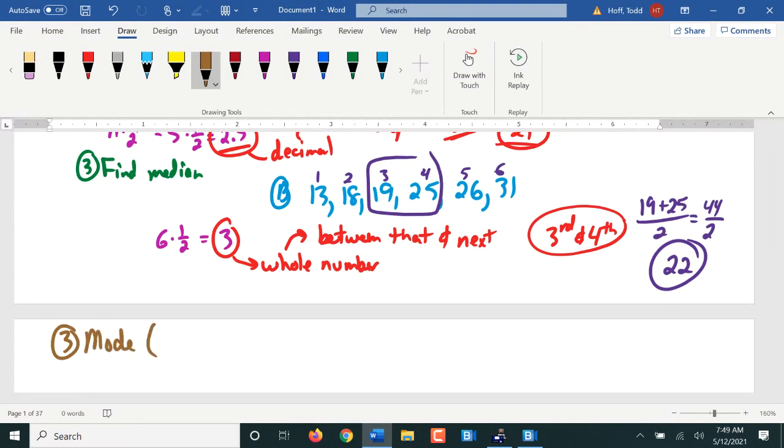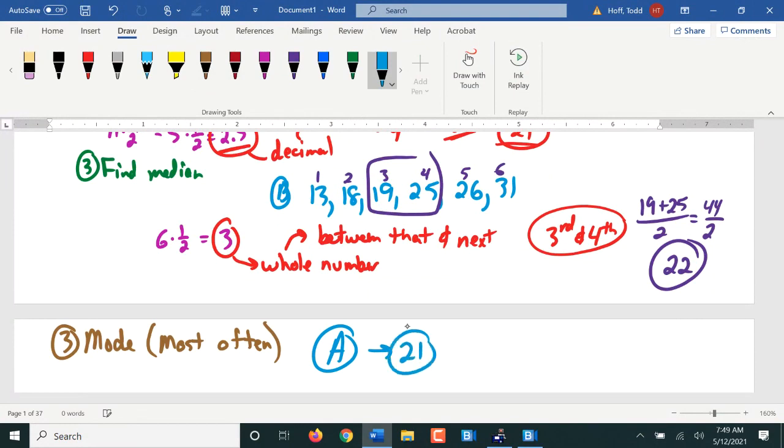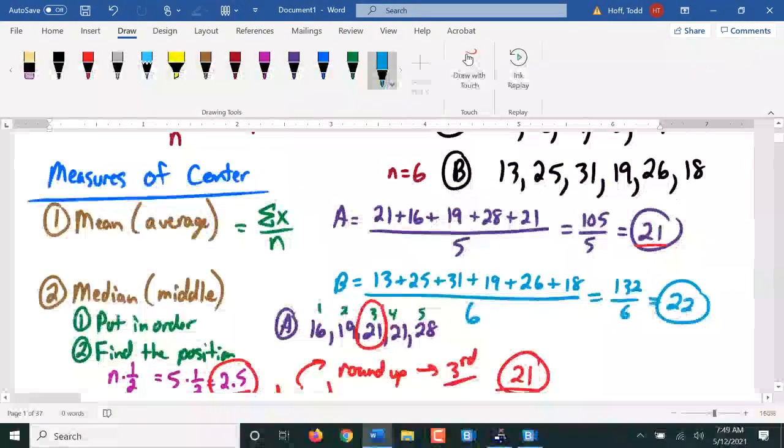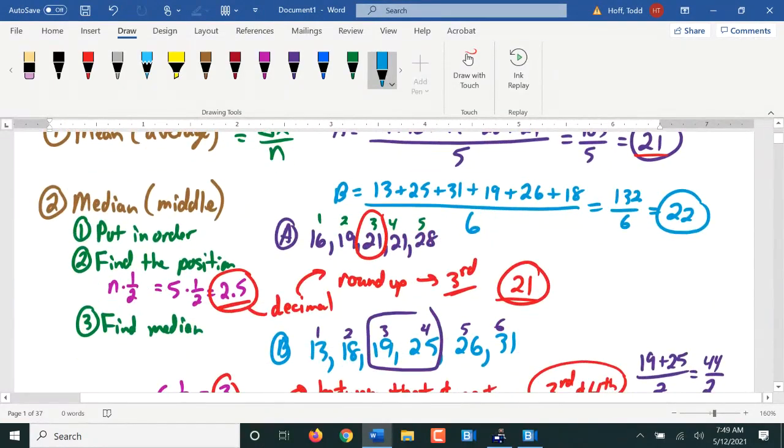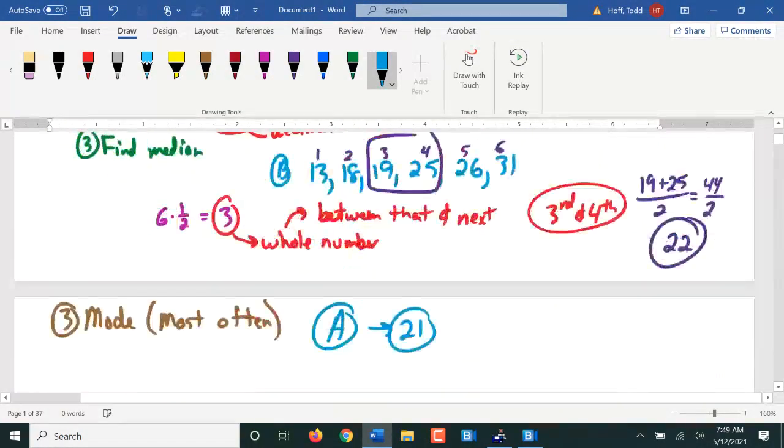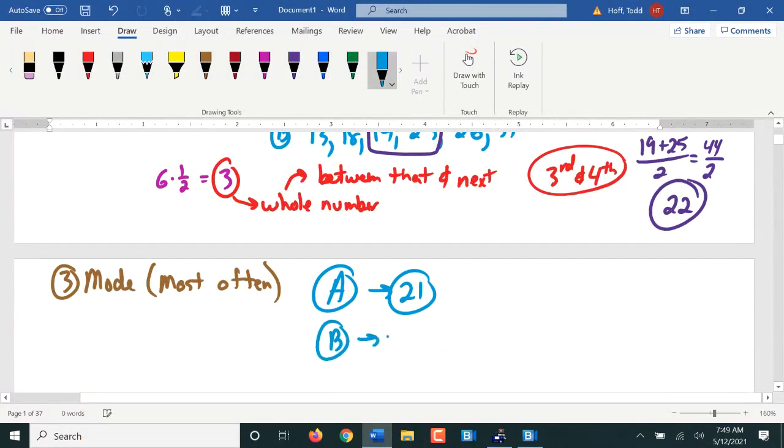Our third measure of center is the mode. The mode is the number that occurs most often. Well, in set A, that would be the 21. That's the only number that appears more than once, right? Set B, there is no mode. There's no number that appears more than once.